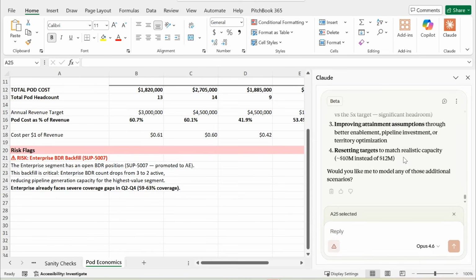Then it asks, would you like to do the other? So I'm going to pause here, but that's incredible that it ran this comparison analysis and then says, hey, here's some other paths we can go down to try to close the gap. So it's trying to help me get there.